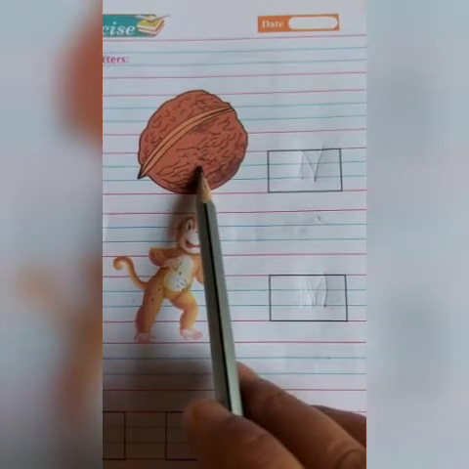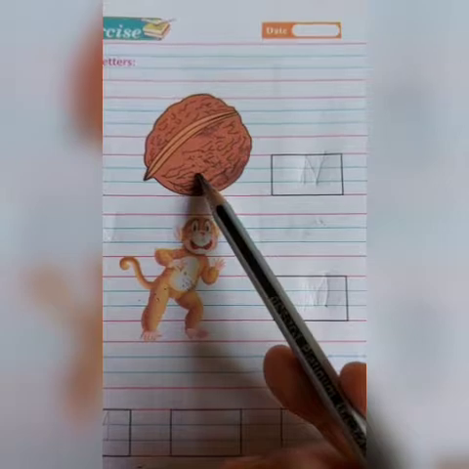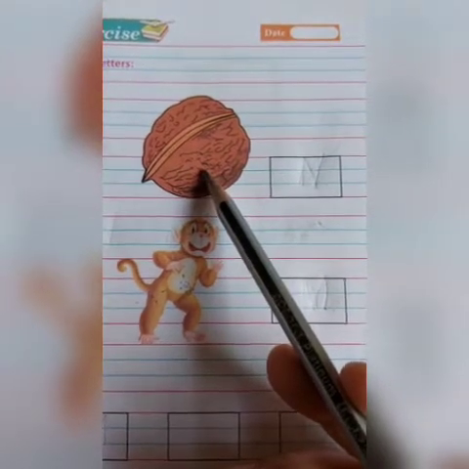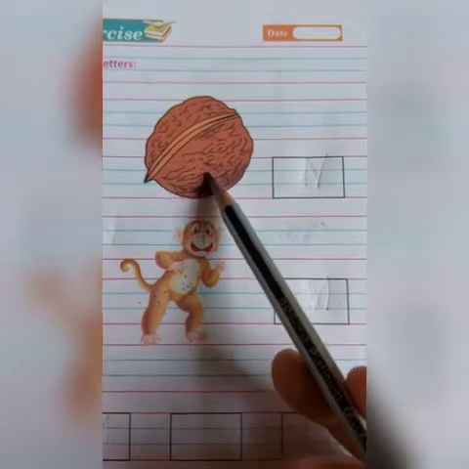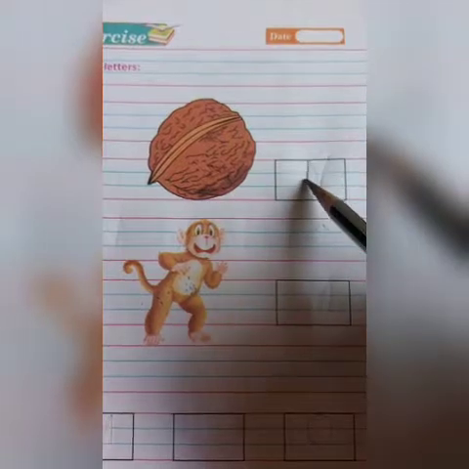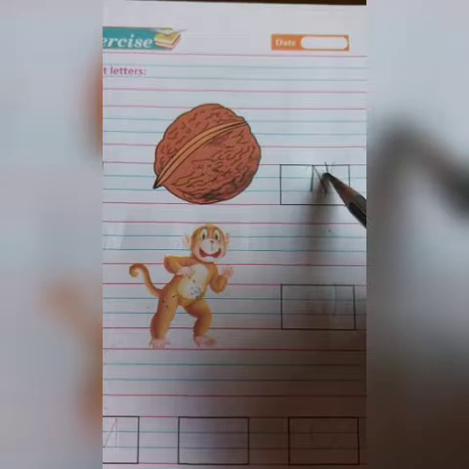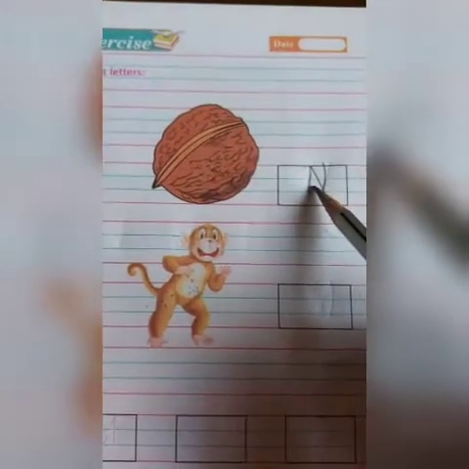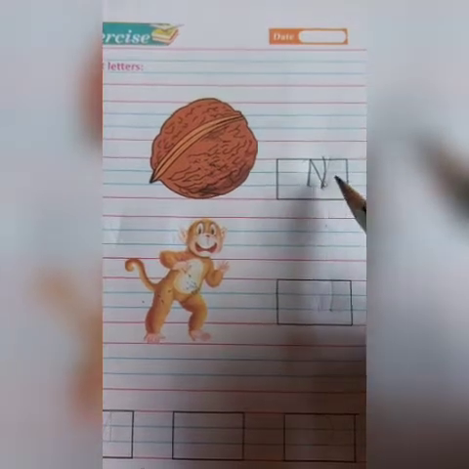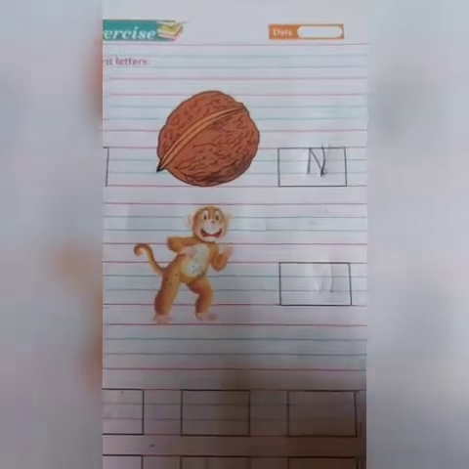Now tell me, what is this? This is the picture of nut. N for nut. N for nut. Write N here. Okay, what is this? Capital letter N. N for nut. Okay, children?